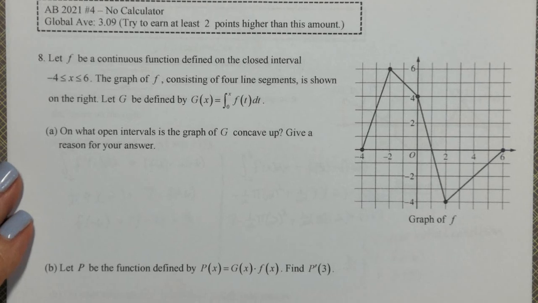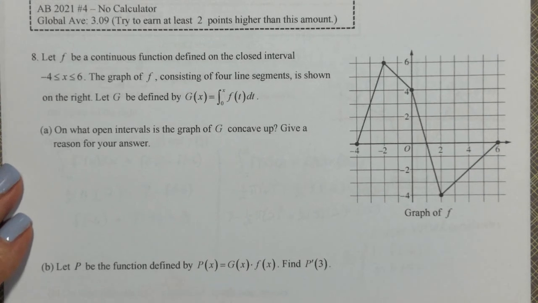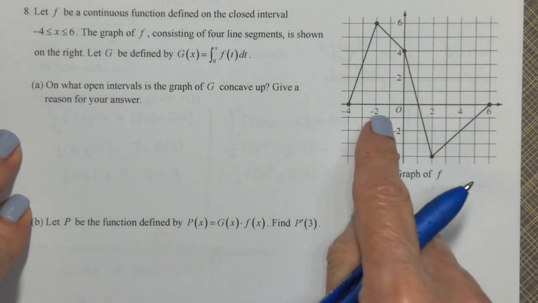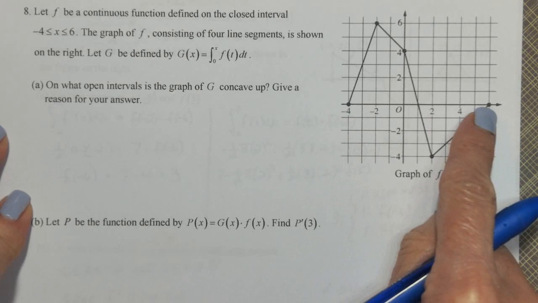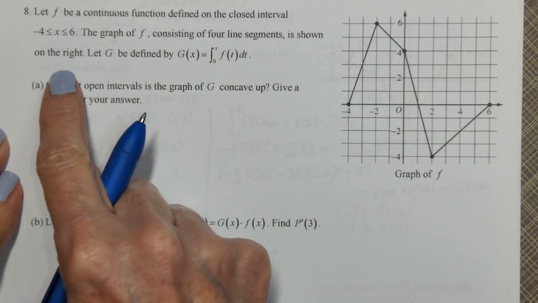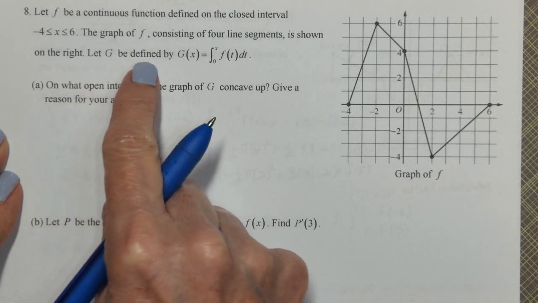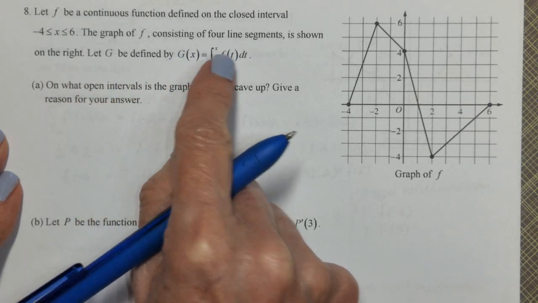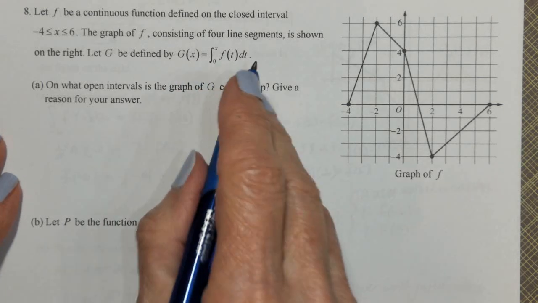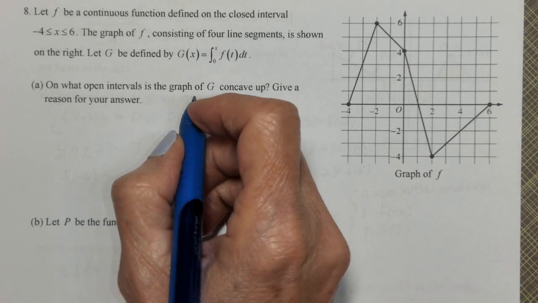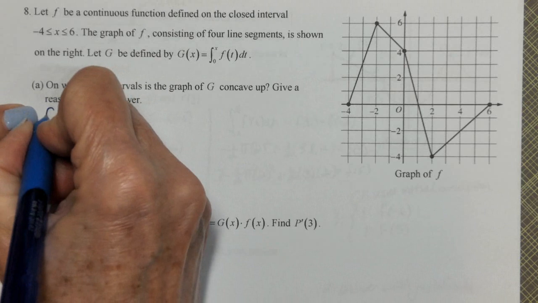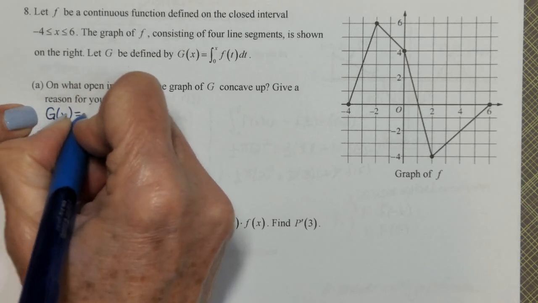All right, 2021. Let f be a continuous function defined on the closed interval from negative 4 to 6. The graph of f, consisting of 4 line segments, is shown on the right. Let g be defined by this integral. Okay. Well, immediately in my response, I'm going to write g is this integral.